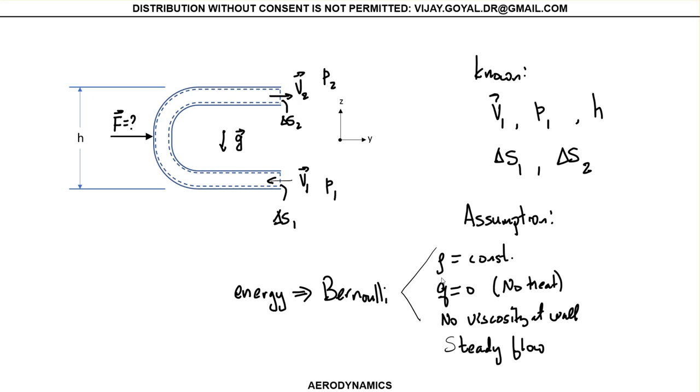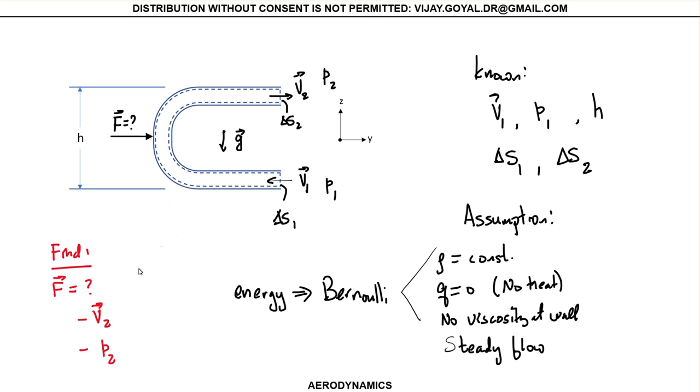So when I start this problem, let's change colors. What I'm really looking for is your F. This is the main goal. However, to find your F, we need to know all these quantities. What do I not know? Well, I do not know V2, so I need to find the velocity here. I do not know P2. I know P1. I do not know P2. If I knew everything, then I could find this, right?